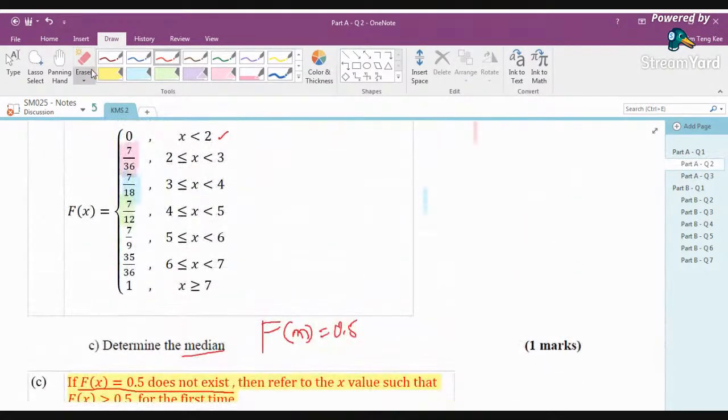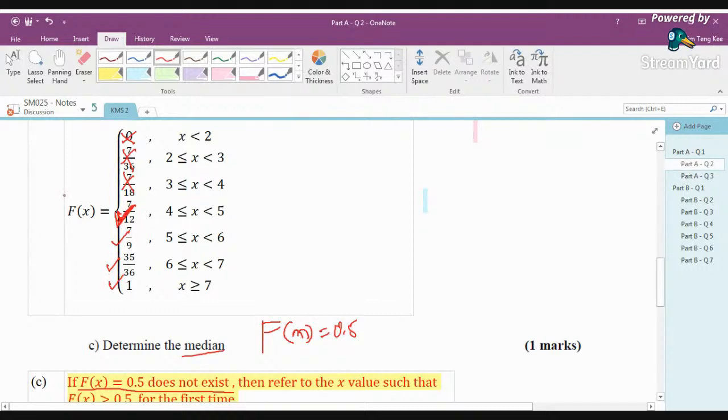So let us refer to the one on top here. Again, I erase the trace that I have for the previous question. We notice that if I want to have greater than 0.5, you will find out that obviously 0 cannot be greater than 0.5. 7 over 36 also no. 7 over 18 no. 7 over 12, you find out that this is the one that is greater than 0.5. 7 over 9 greater than 0.5, greater than 0.5.